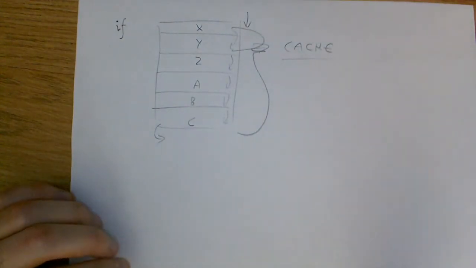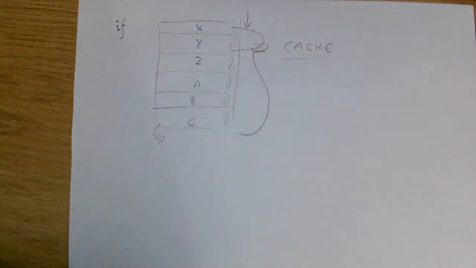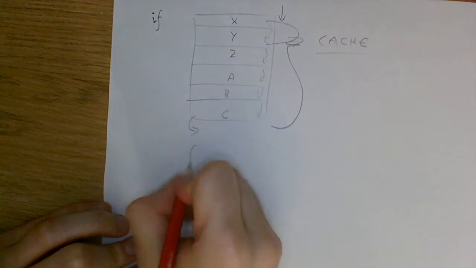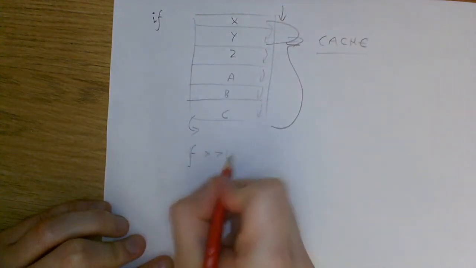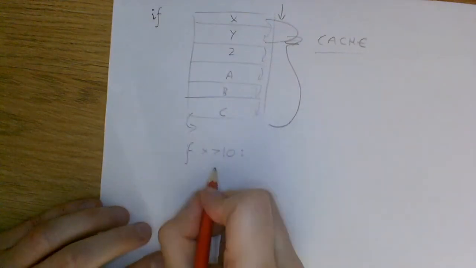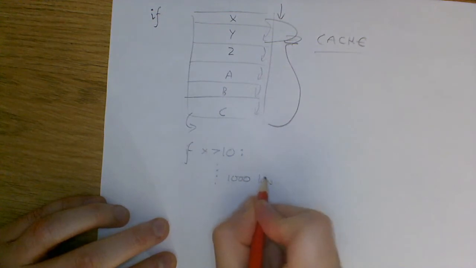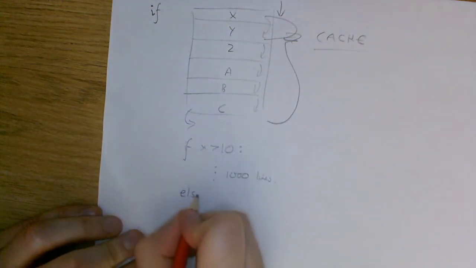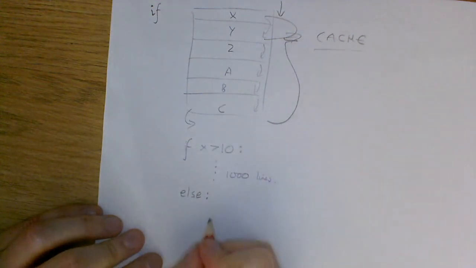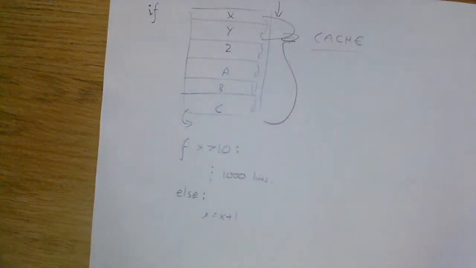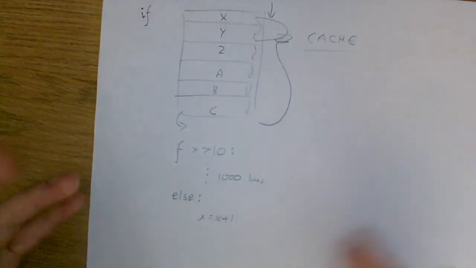This is where an if statement becomes a bit of a problem, because the computer has to reset the fetch, decode, execute cycle every time you execute an if statement. Why is this the case? Well, let's say for example, I've got an if statement, if x is greater than 10, and this has 1,000 lines in it. And let's say else, x equals x plus 1, as an example of an if statement. Very contrived, but it's just an example.